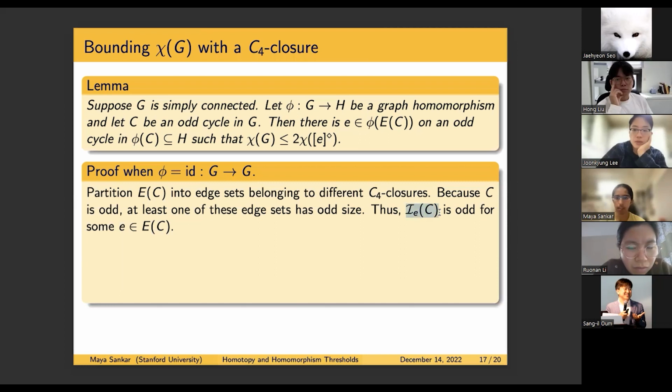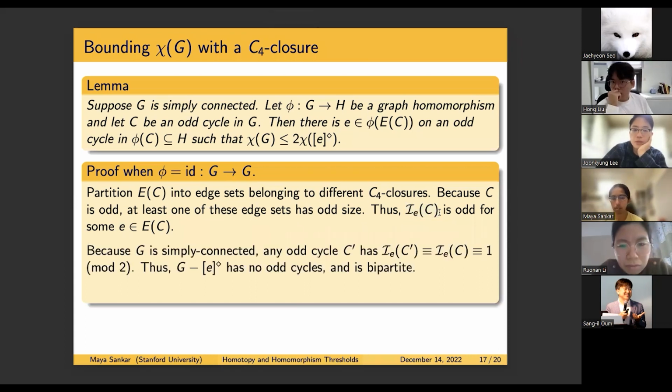And that's the same thing as saying that this invariant, i.e. if C is odd. So then we're going to use the fact that all odd cycles behave the same under these invariants. Because G is simply connected, any other odd cycle C prime is also going to have this invariant odd, and in particular, it is going to be non-zero. So that tells us that if we cut this whole C4 closure out of G, the remainder is going to be bipartite. So in some sense, this C4 closure captures all or almost all of the topological structure of G.